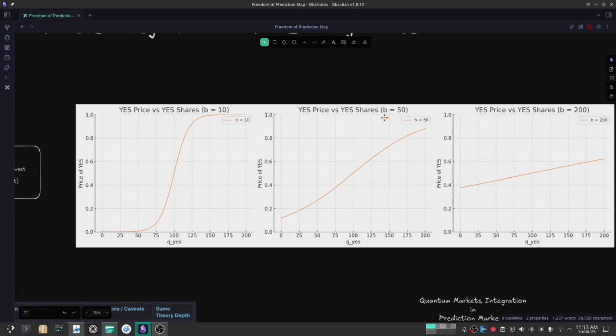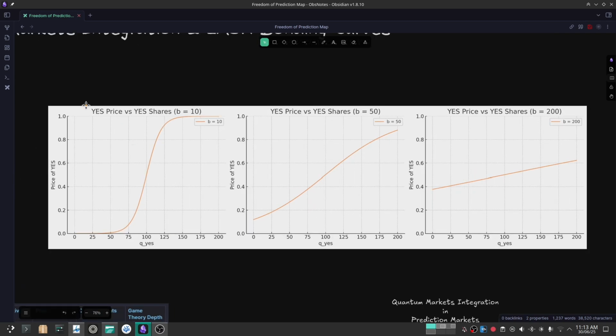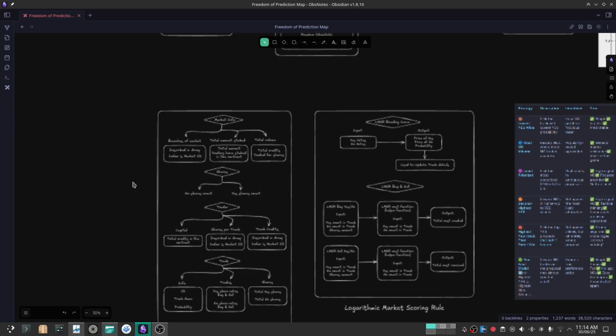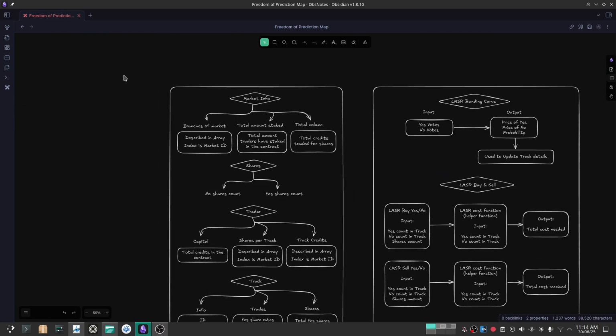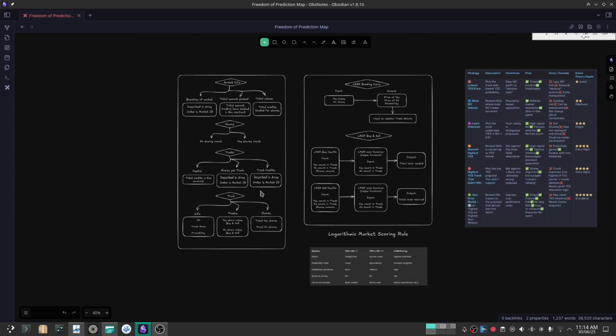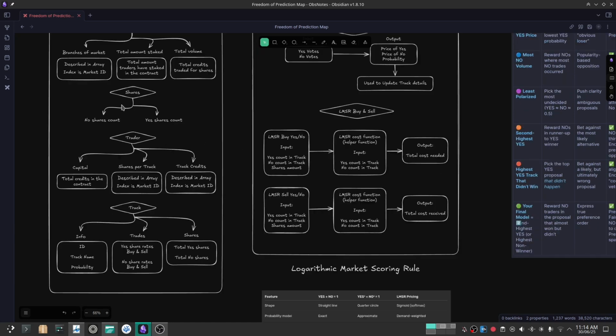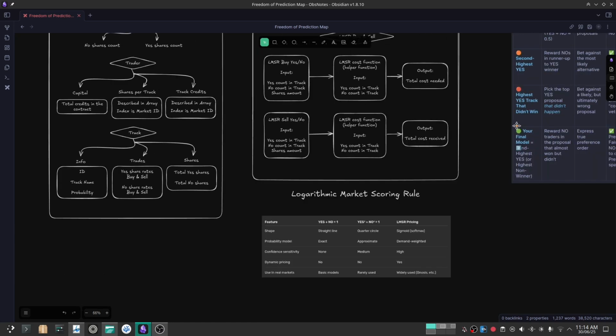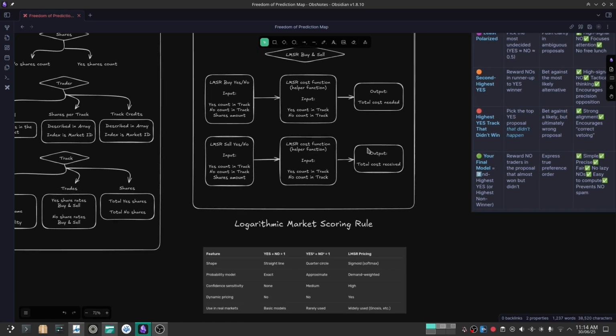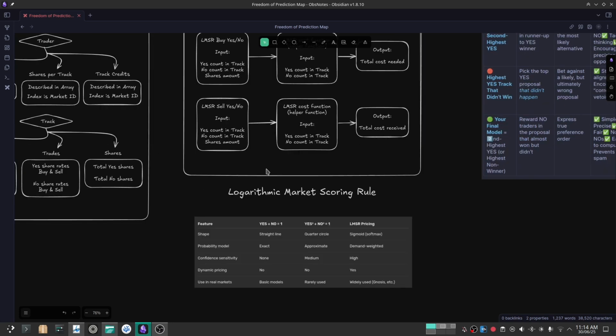And this is how LMSR bonding curves look. This is different from the linear curve which is used by Polymarket. And this is the market info. This is the LMSR bonding curve. There's an LMSR cost function which helps us calculate the LMSR share rates for buying and selling.